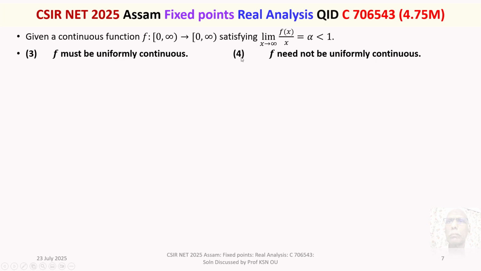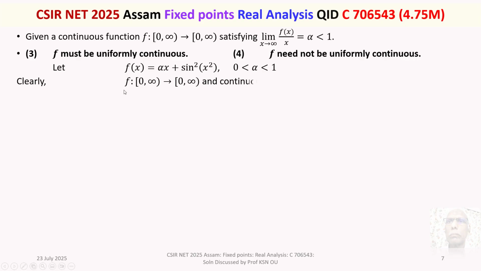To establish option 4 is true, you look for an example of a function satisfying these conditions and show that it is not uniformly continuous. Then 3 will be false and 4 will be true. So for that, we look for a counter example. Let f of x is equal to alpha x plus sine square x square, where 0 less than alpha less than 1.